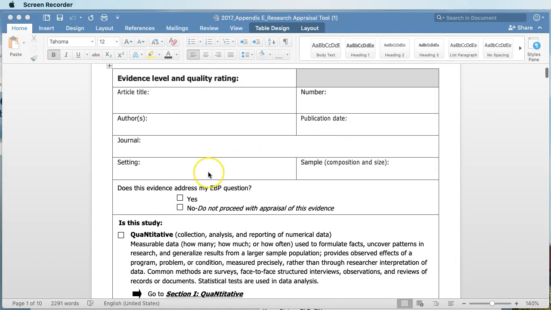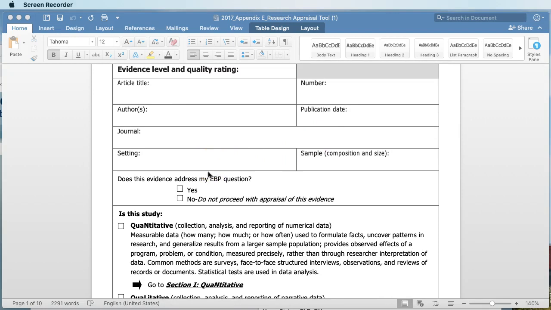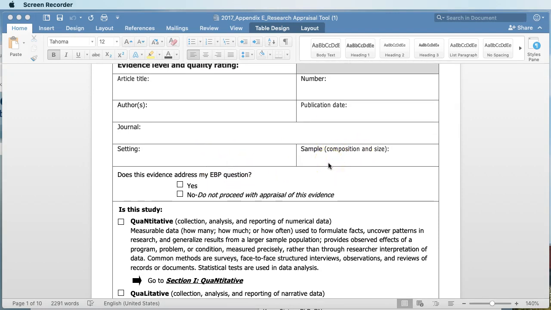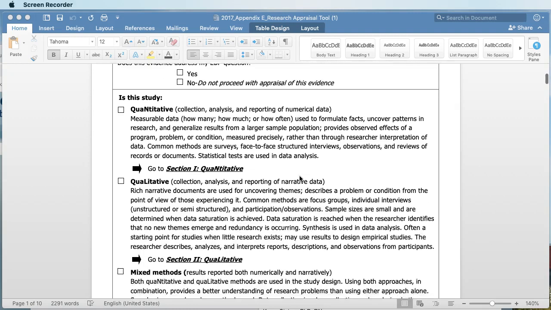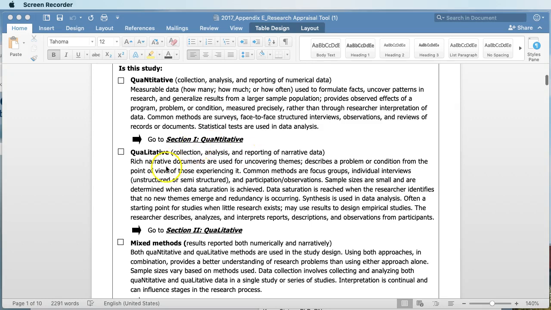You will include the setting. So where did this study take place, and who was the sample? Who were they, and how many were there? And does this evidence answer my evidence-based question? You are not going to start filling out this form unless you validate through reading that study that it in fact does. So the first question that it asks you is: is this study quantitative, qualitative, or mixed methods?